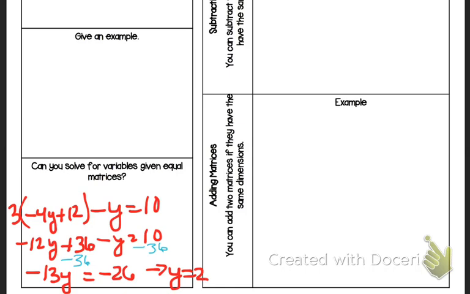And if we plug that back in, we had x equals negative 4y plus 12. So x equals negative 4 times 2, which is negative 8. Negative 8 plus 12 is 4. So x would be 4, y would be 2. Okay, so you could solve for your unknown variables given an equal matrix like we just had.